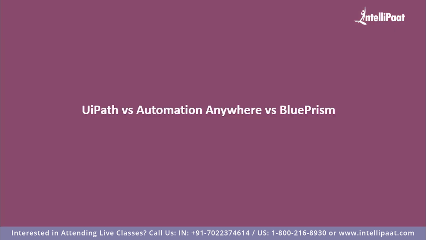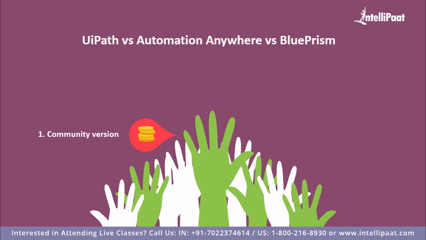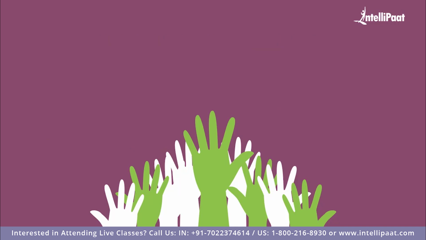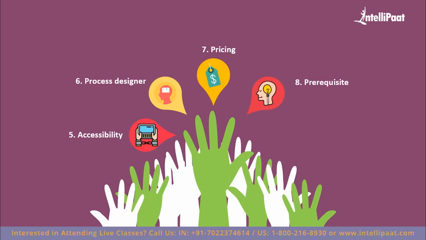So let's now compare UiPath, Automation Anywhere, and Blue Prism on various parameters. Now first let's look at the different parameters on our hand. So the parameters are whether or not it has a community version, whether or not it has an evaluation version. Third is the types of robots that it gives you to work with. Fourth is if it has a macro recorder or not. Fifth is accessibility. Sixth is a process designer. Seventh is the pricing. And eighth is prerequisites. And finally, we check them on the differences of their market trends right now.